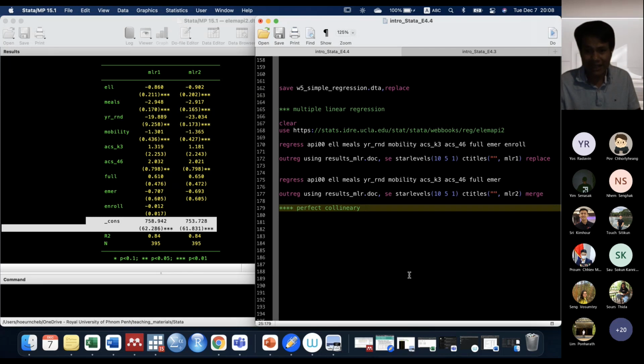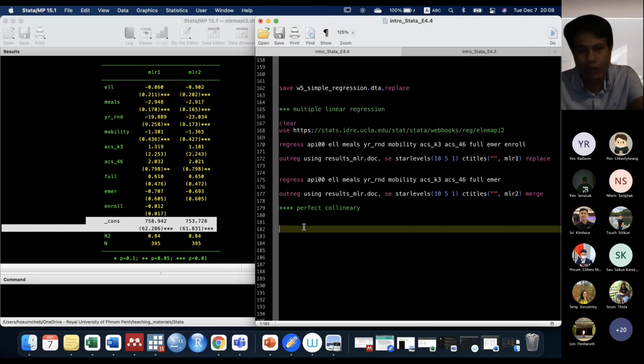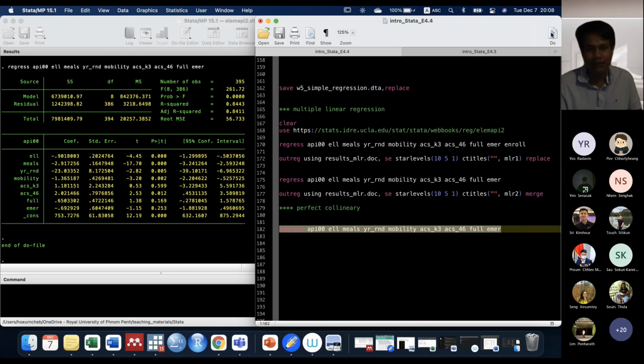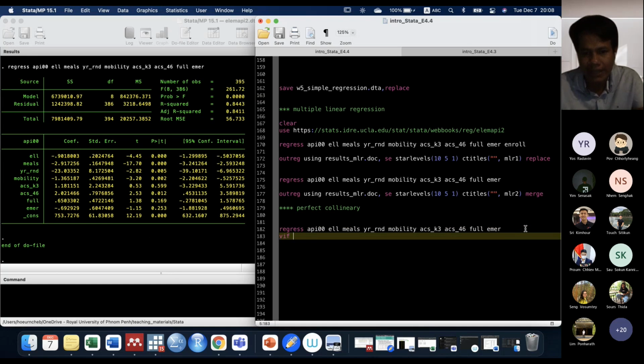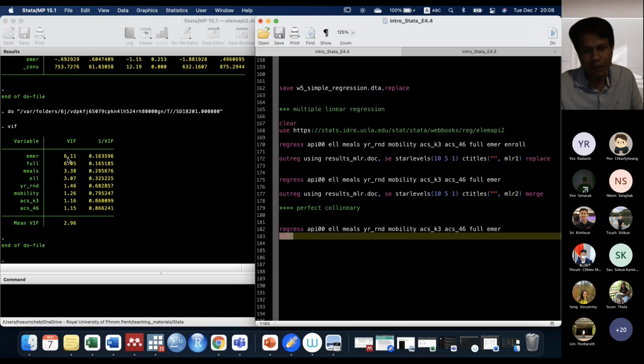In Stata, to check multicollinearity using VIF, you first run the regression like this. I run the regression, and then I quickly run VIF after the regression. This is the variance inflation factor. Then here, we obtain the VIF.